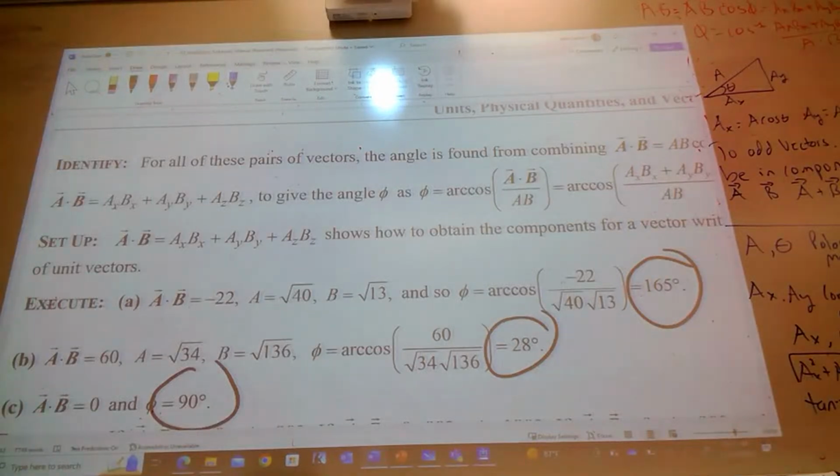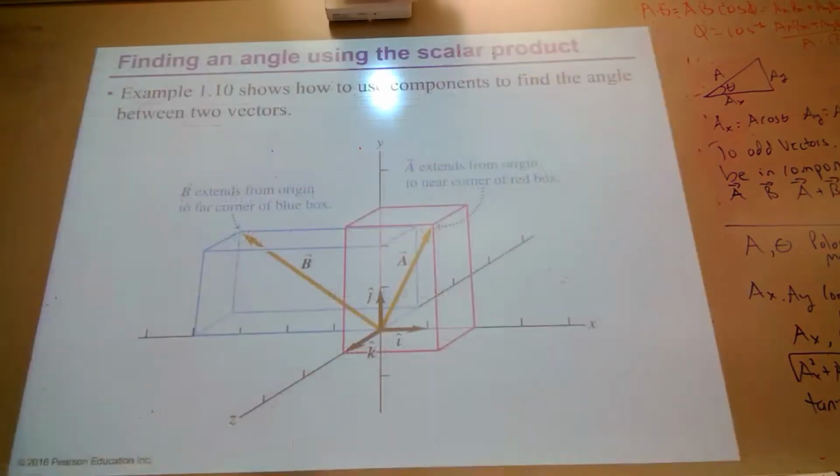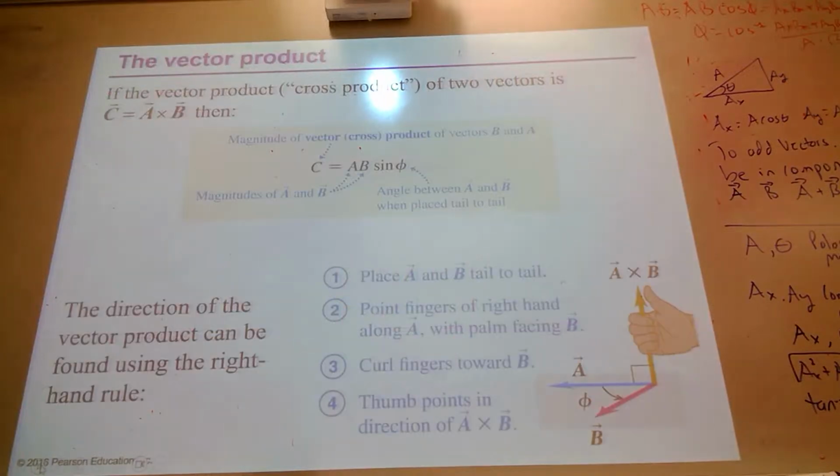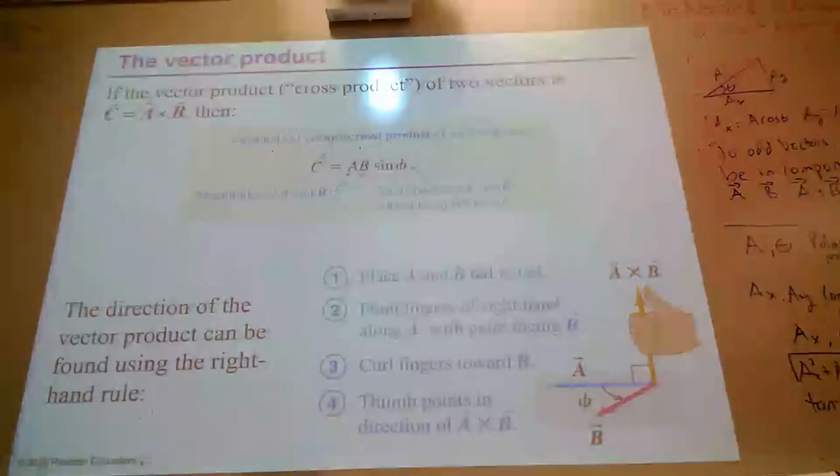Now, all we looked at so far was the multiplication of 2 vectors where we get a scalar. So now we're going to move on to multiplying a vector times a vector and getting a vector. When you multiply a vector times a vector and get another vector, it's called the vector product. If the vector product of 2 vectors is A crossed with B, then we get this. Okay, so write that down.